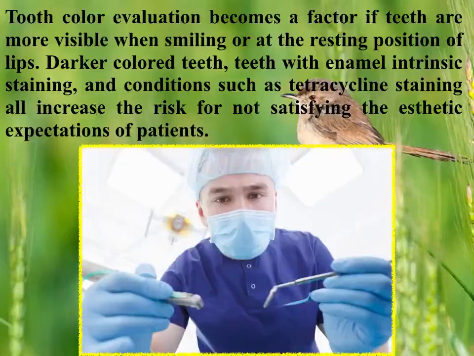Tooth color evaluation becomes a factor if teeth are more visible when the patient smiles or at the resting position of the lip. When the patient is in the rest position, the centrals may appear 2 millimeters or 2 to 4 millimeters during the resting of the lips. During the smile, the whole upper anterior teeth should be visible. Darker color teeth, teeth with enamel intrinsic staining, and conditions such as tetracycline staining all increase the risk of not satisfying the aesthetic expectation of the patient.